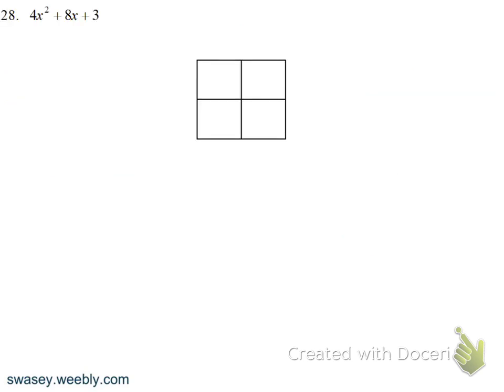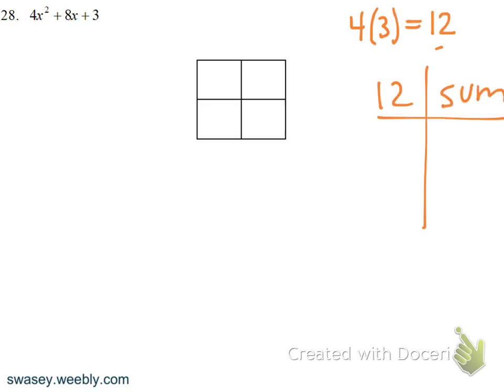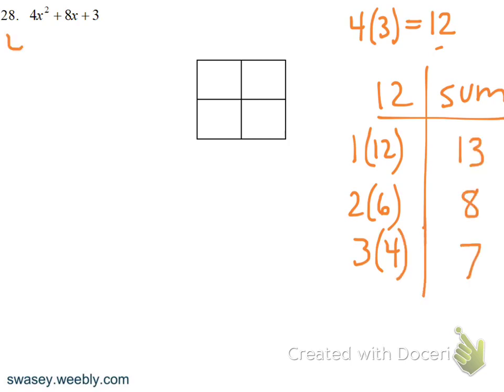A times c, 4 times 3 is 12. Looking for two numbers that multiply to get 12, that add up to get 8. 1 times 12 is 12, but it adds to 13. 2 times 6 is 12, and it adds to 8. So 2 and 6 is what we want. Split the middle term into 2x plus 6x.